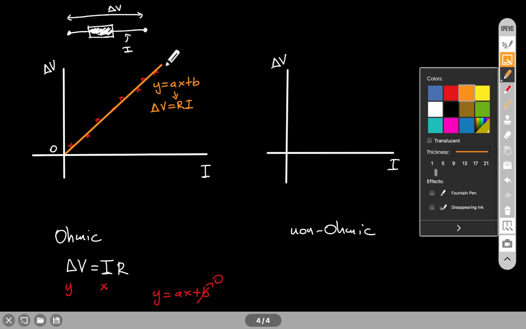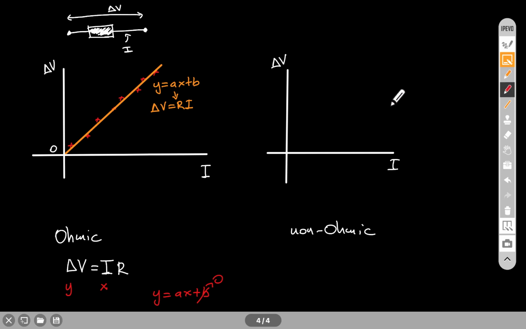Now, in contrast, when you have a non-ohmic material, you're going to get something else. For example, say I have something similar, but now I have a different box, orange or yellow, whatever this is, and I don't know what it is, and I do the same thing. I measure the delta V across it, I measure the current that goes through the device, and then I use those pairs of numbers to plot them.